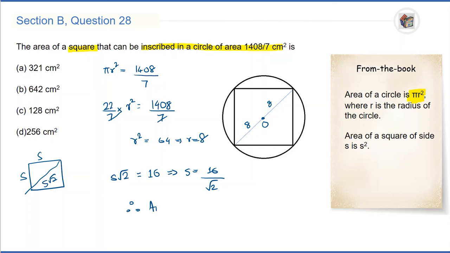And so the area of the square, which is s squared, as you see here in the book, this is 16 upon root 2 times 16 upon root 2. That's 256 upon 2, which is 128. So the correct answer is C.